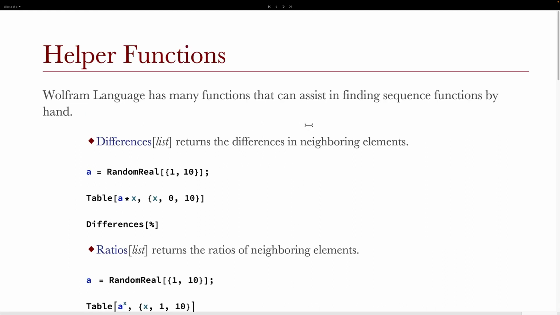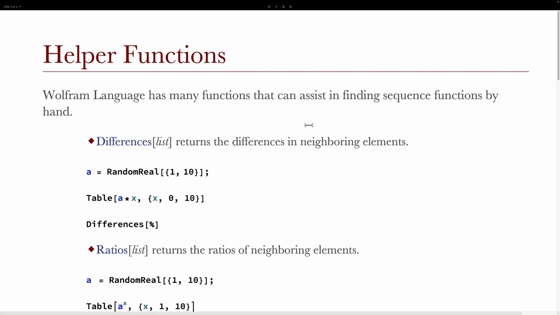Now, both of those examples were fairly simple. However, with more complex sequences, that process can become really tedious. And with non-exponential, non-polynomial functions of sequences, it won't work at all. So to counteract this, the Wolfram language has many functions that can assist in finding sequences by hand.